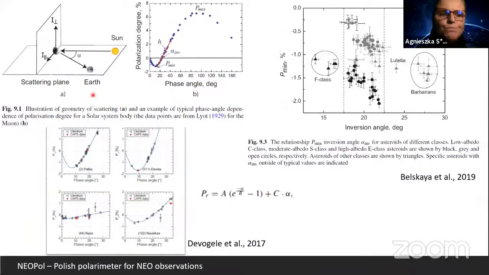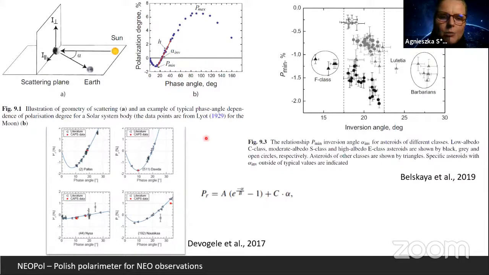So what do we want to observe is the scattered light from the asteroids as a function of phase angle, and the phase angle is the angle between the Sun, the asteroid, and the Earth. And of course, there are many asteroids already known, and for many of them, the polarization is measured. So here you have the polarization curve.